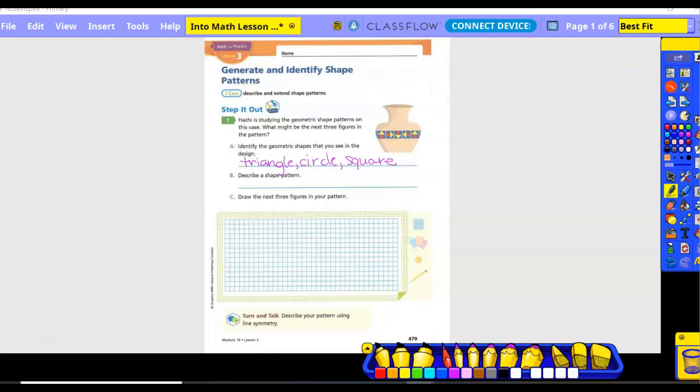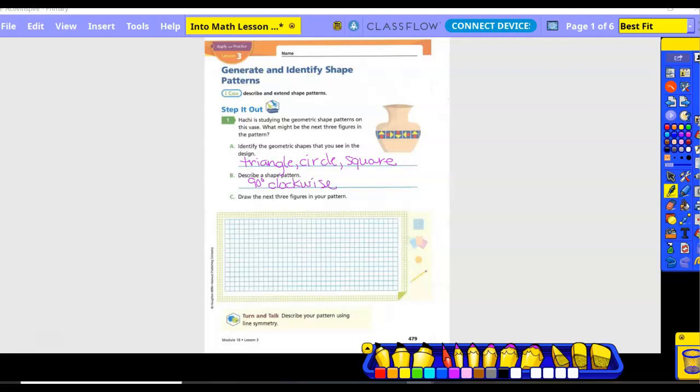So which way do you think that's turning? Right, which is also known as clockwise. How many degrees? 90. Okay, because if you do a full circle, how many degrees is that? 360. And this got turned how many times? 4 times. So what is 360 divided by 4? 90. Okay, so 90 degrees clockwise.